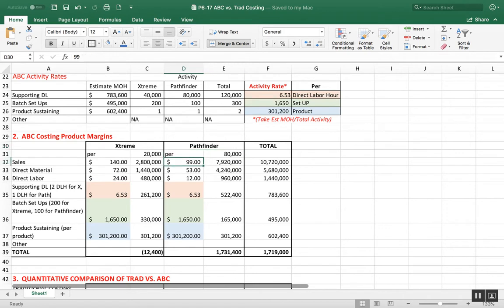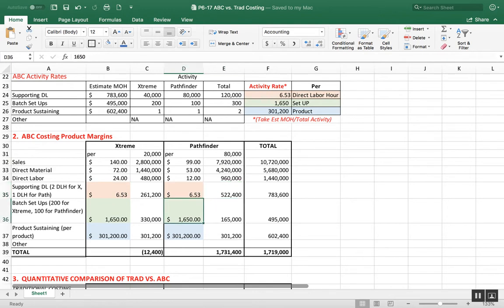Again, all this information for sales, direct material, direct labor is all from above, same thing, no different. Here I've got my $6.53 based on the direct labor hours. Since the Pathfinders only take me 1 direct labor hour, I simply take the 6.53 times how many I'm going to manufacture, which was 80,000, and I come up with the number here.